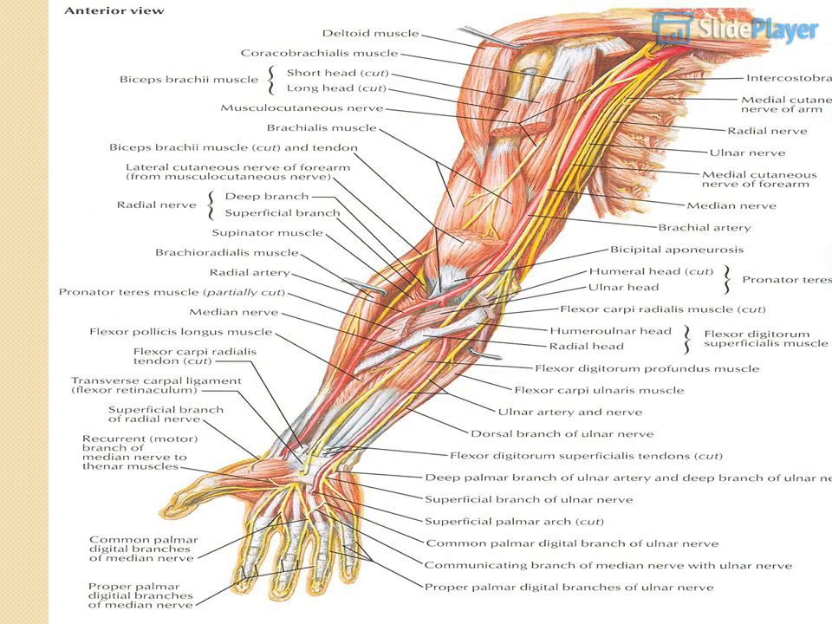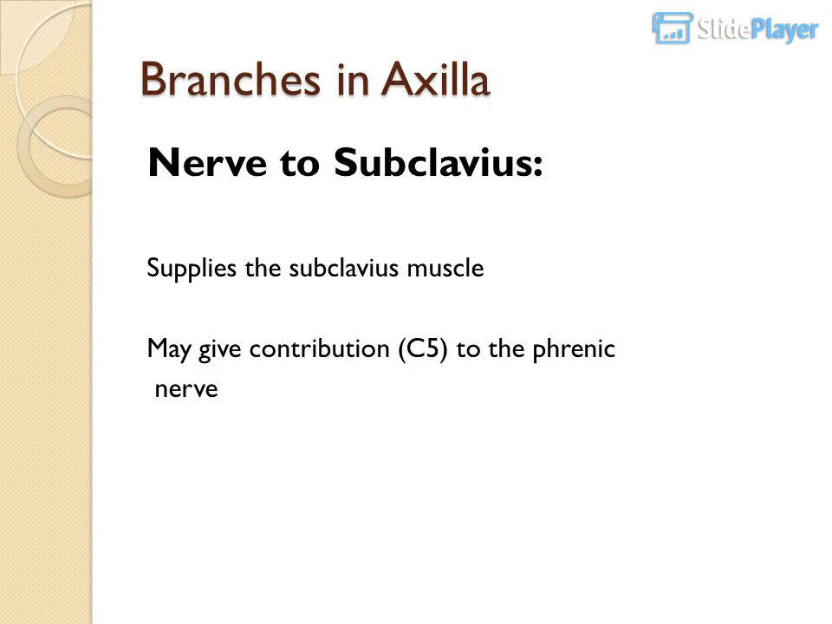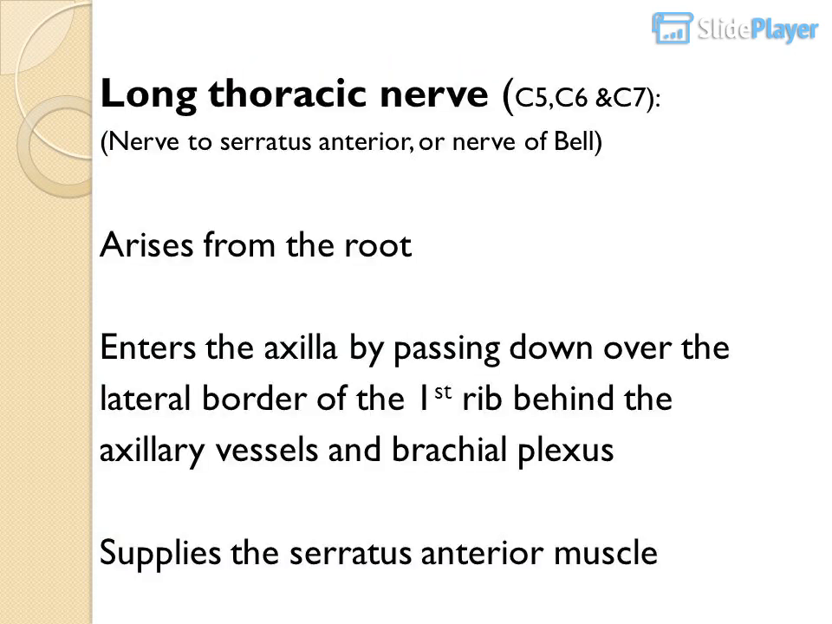Branches. Nerve to subclavius supplies the subclavius muscle. May give contribution, C5, to the phrenic nerve. Long thoracic nerve, C5, C6 and C7. Nerve to serratus anterior, or nerve of Bell. Arises from the roots. Enters the axilla by passing down over the lateral border of the first rib behind the axillary vessels and brachial plexus. Supplies the serratus anterior muscle.